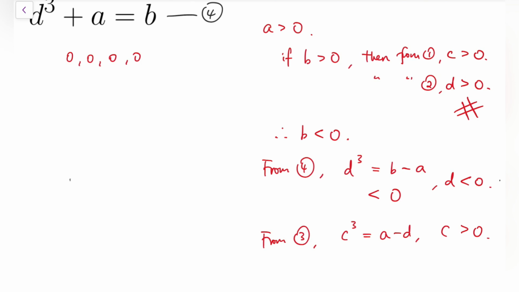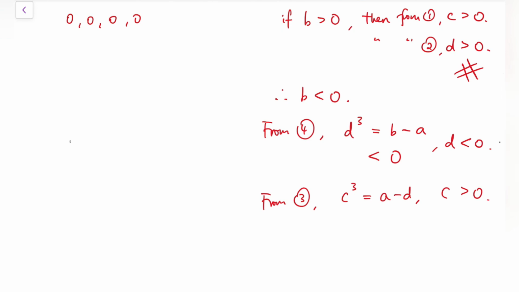So under this assumption that a is positive, the signs of the unknowns follow the order plus, minus, plus, minus. Of course, if we assume otherwise, which means if we assume that a is negative, then the signs will have the order minus, plus, minus, plus. So altogether, we know that a and c must have the same signs, while b and d must have the same signs, and those signs have to be opposite.